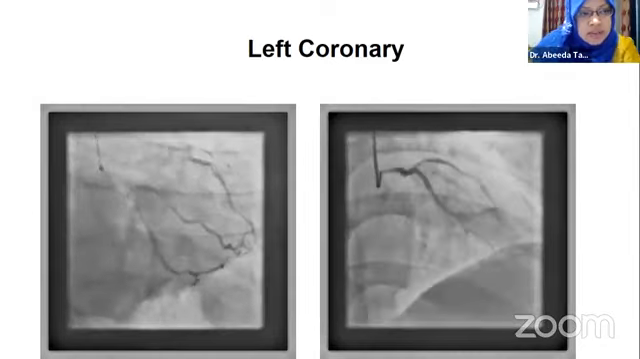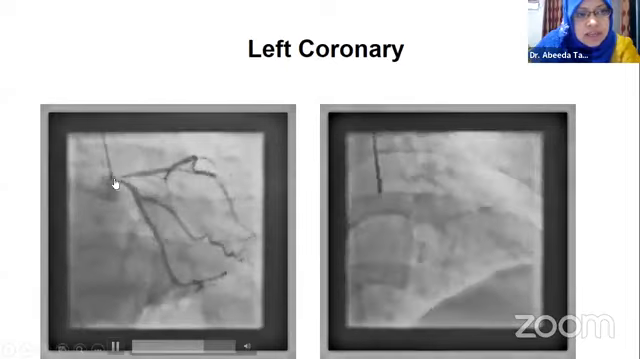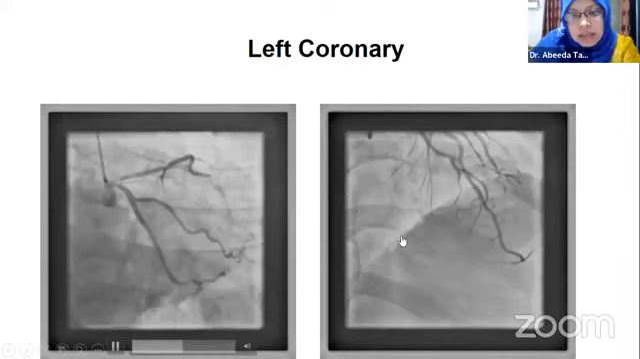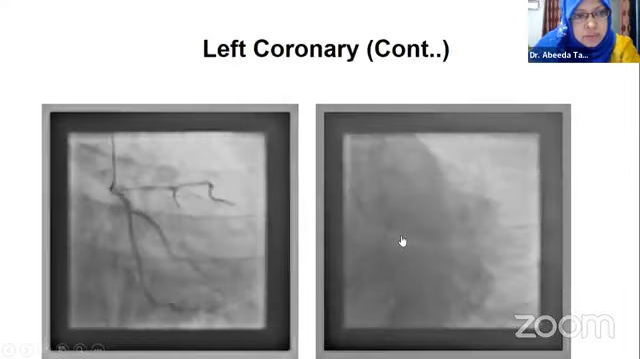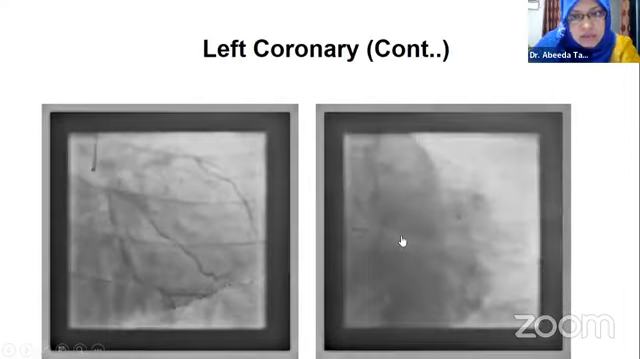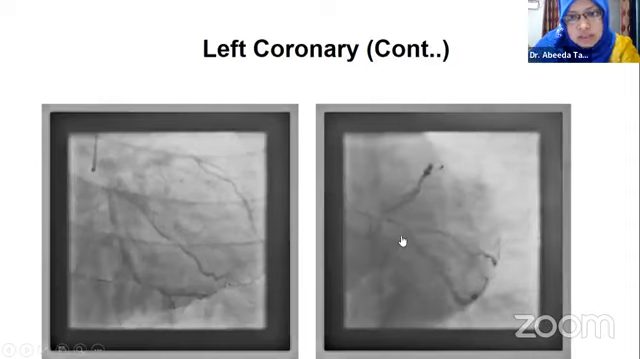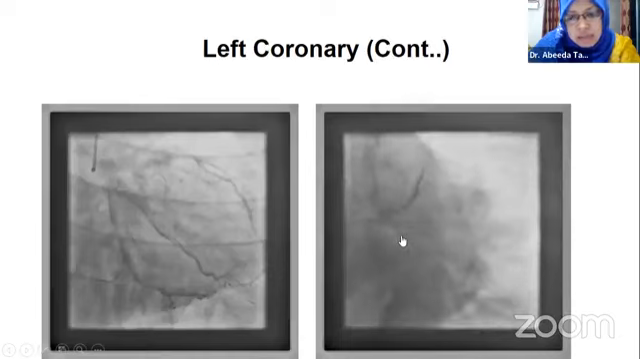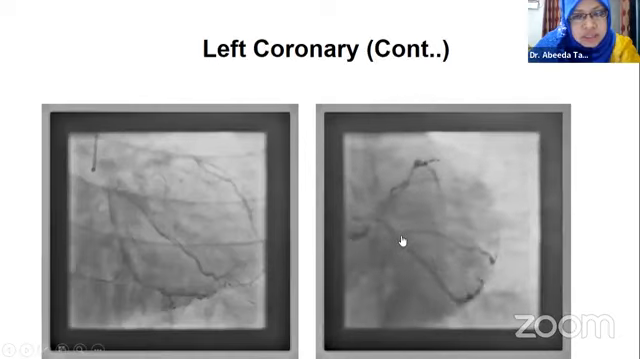And in the first view, we can see that there is a proximal LAD occlusion, and the other stent was patent, and these are the other views. So ultimately, we had to put a stent from the left main to the LAD to treat the lesion.